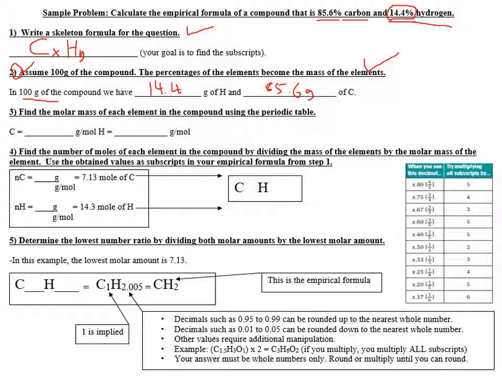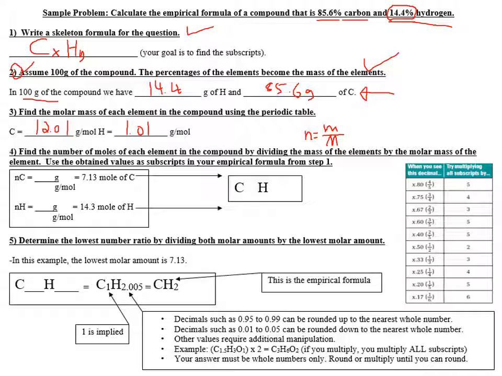Okay. So skeleton formula, and then assuming the 100 grams. So now I just want you to go to your periodic table to find the molar mass. So for carbon, the molar mass is 12.01. For hydrogen, 1.01. And put the units grams per mole. Your next step is going to be to convert the masses that you had from your data up here into moles by using your mole formula. Remember, the number of moles can be found by doing your mass over your molar mass, big M.